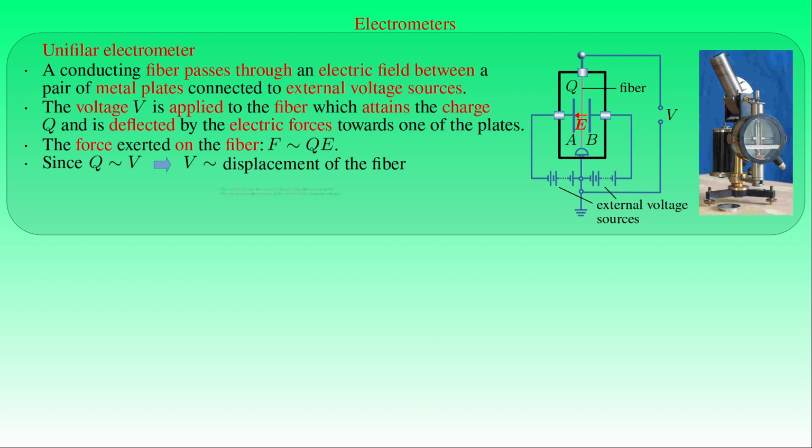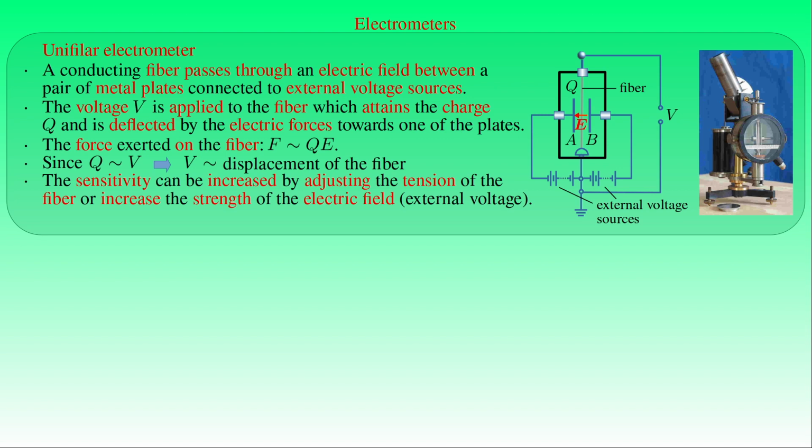The sensitivity of the string electrometer may be increased by adjusting the tension on the fiber and increasing the strength of the field, that is the external potential applied to the electrodes. The latter is normally between 50 and 100 volts with respect to ground. We note that there is a bifilar version of the string electrometers where the potential being measured is applied to two fibers passing through the electric field between a pair of electrodes, and the deflection of the fibers due to their mutual repulsion is observed through the eyepiece.